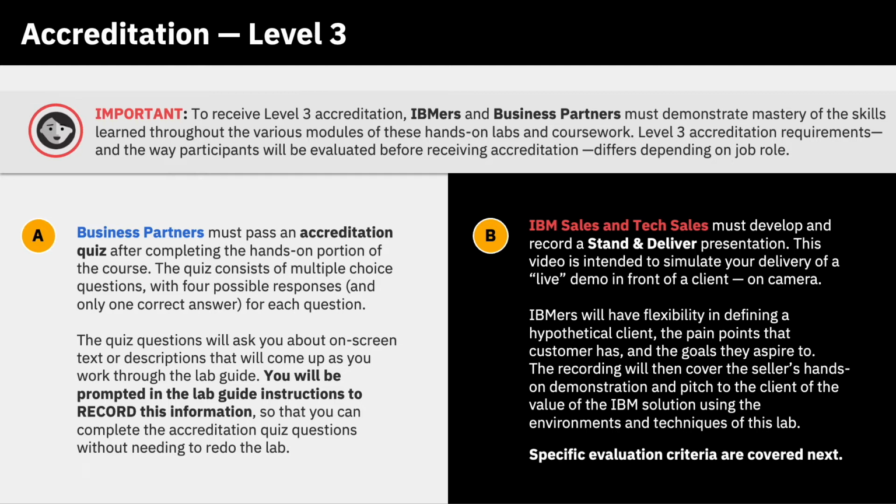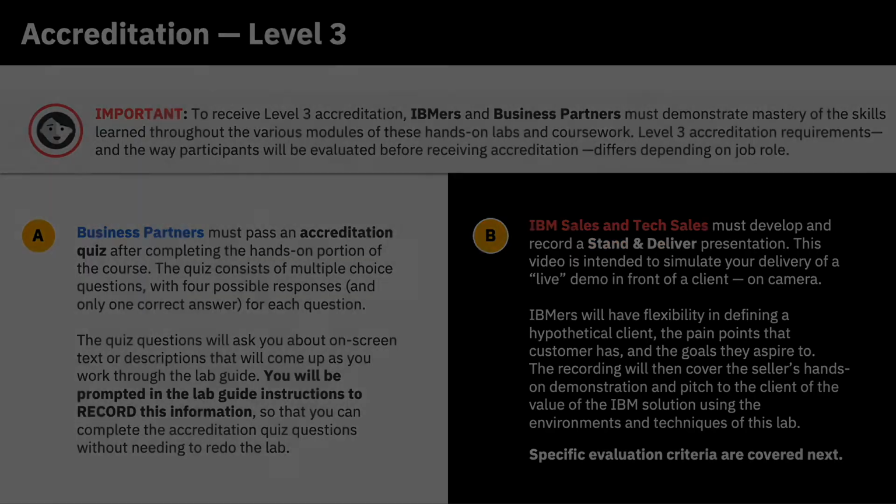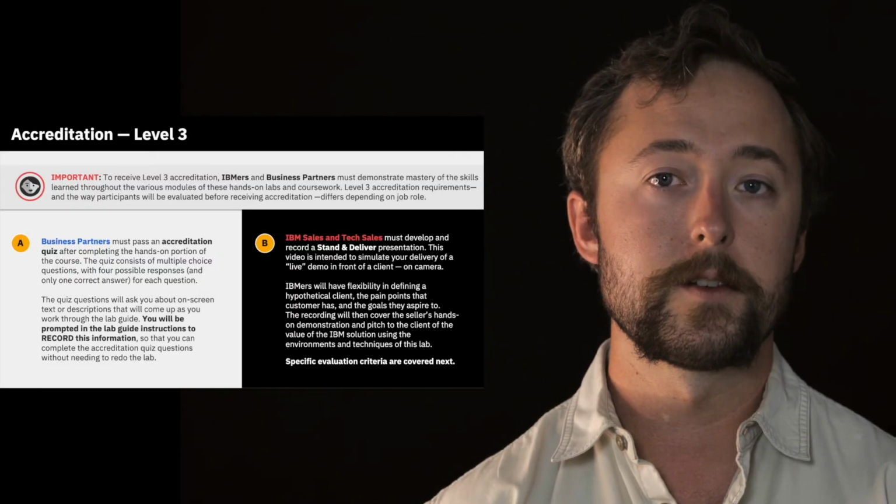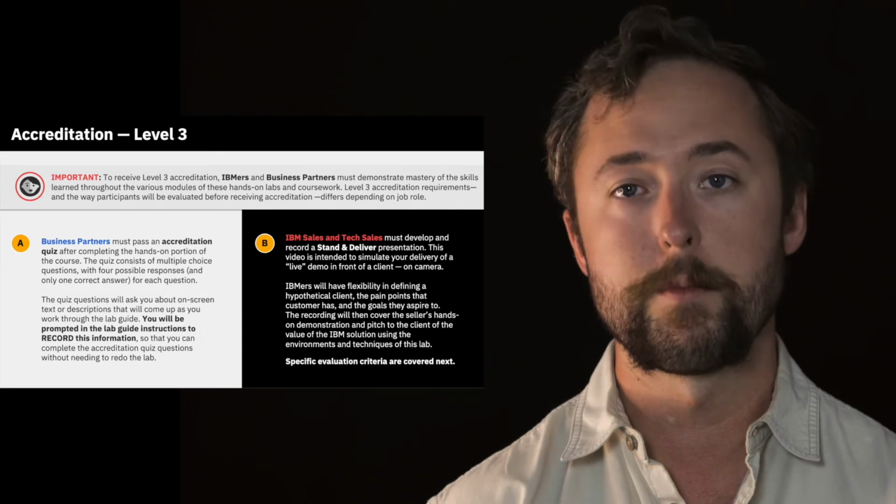The quiz contents will contain multiple choice questions with 4 possible answers, only one of which is correct, and you must work through the lab documentation and the coursework in order to identify the answers to those questions. We'll have markers and indicators throughout the lab to make sure that you're being prompted when needed so that you don't have to backtrack and go through the lab a second time when it comes time to get credited and certified. IBM Sellers and Technical Sellers need to develop and record a stand-in deliver presentation.